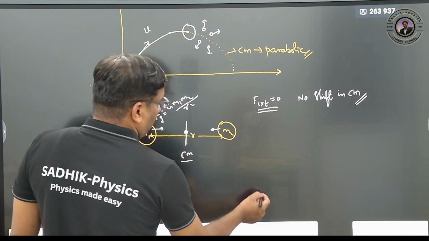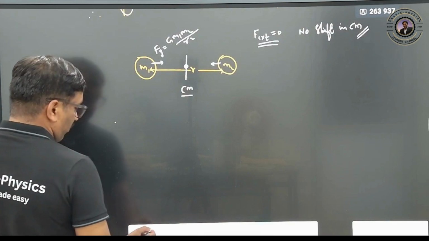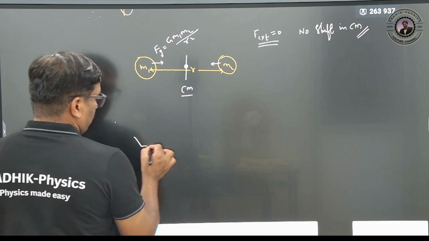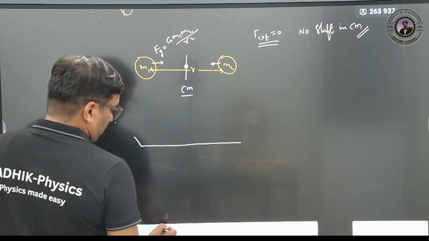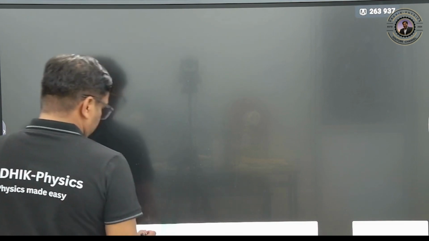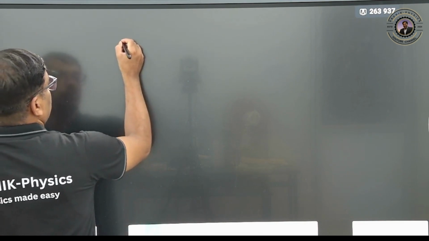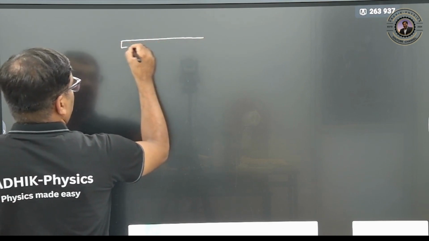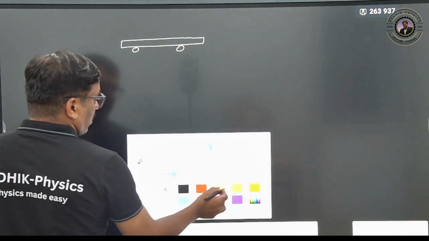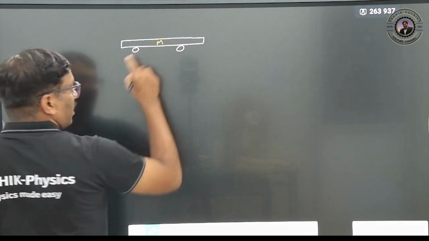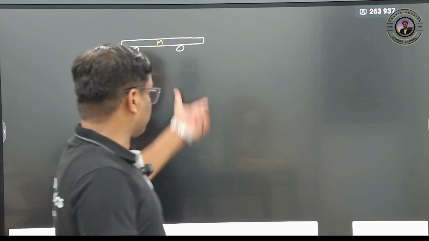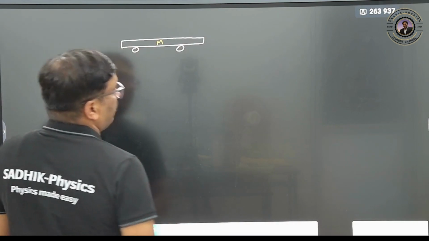So one more important application, I already did this concept in the law of conservation of momentum. Suppose there is a plank. This plank is kept on a smooth surface, right? The plank's mass is, suppose, m. This concept I already explained, how to solve problems related to the law of conservation of linear momentum.